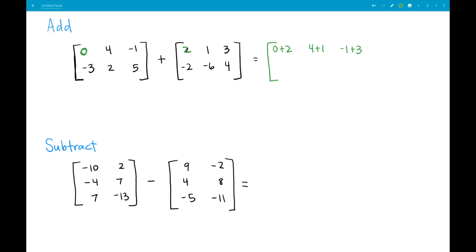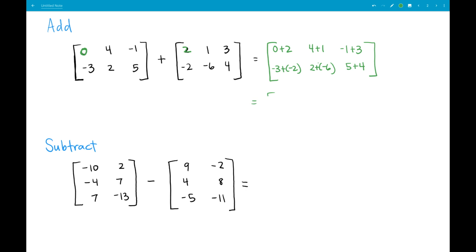And down here in my second row, I would have negative 3 plus negative 2, 2 plus negative 6, and then 5 plus 4. So hopefully you noticed what I just did and how I pulled each corresponding element and added them together, right? The ones that are in the same locations in each matrix. So now I just add them together.